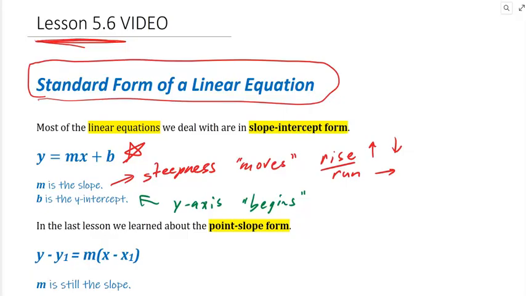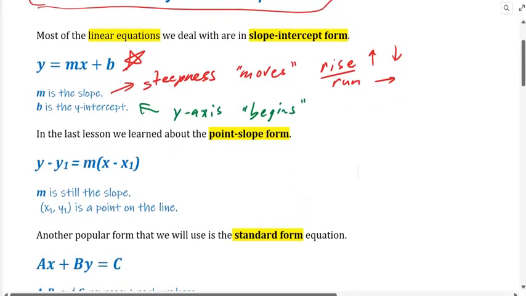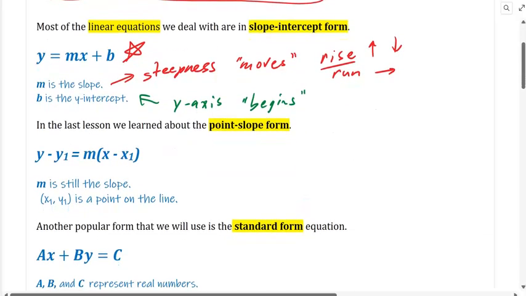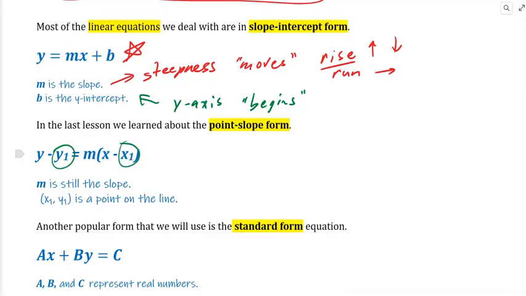Okay? Now, in the last lesson, you learned about the point-slope form, where m is still the slope, and it still describes all those things. And x1 and y1, that's a point on the line. Those are points on the line, and oftentimes they are given to you. Sometimes you have to find and identify them yourself from the graph. But whatever, they're there. So we learned about that in the last lesson.